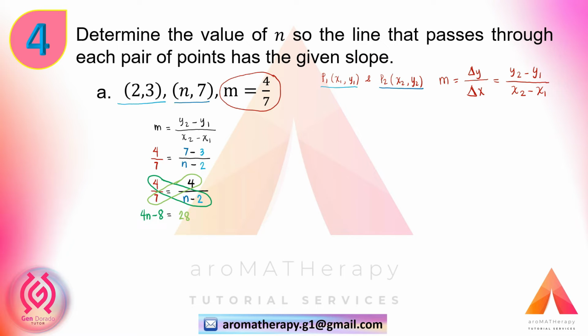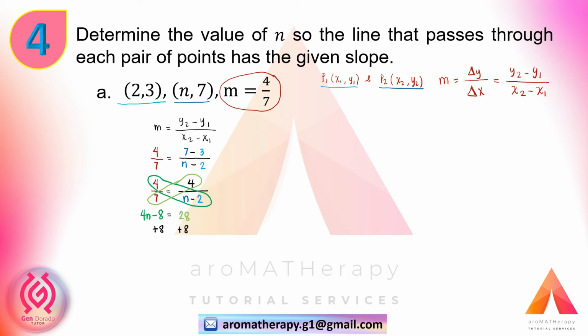28. Okay, so let's transpose 8 on the other side of the equation para maging 0 siya dito at si 4n yung matira. So, we can solve this vertically. Let's find the inverse of negative 8. What is the inverse of negative 8? Positive 8. So, you write positive 8 on both sides of the equation. So, 28 plus 8. And then, you simplify.